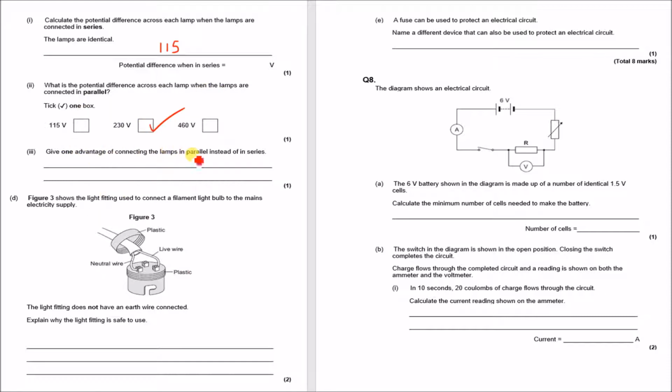You have an advantage of connecting the lamps in parallel instead of series. Well, if they're in parallel, if one lamp breaks, the other lamp stays on, or current still flows through that one.